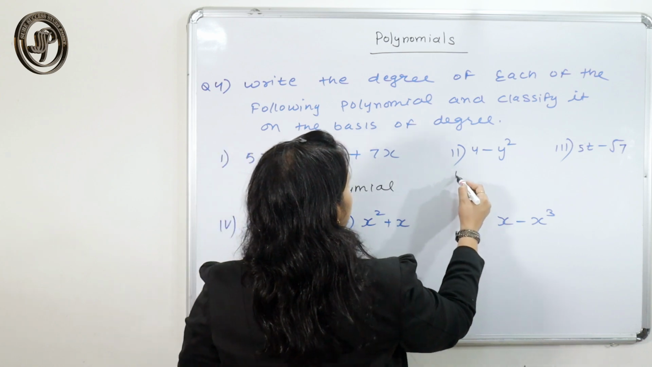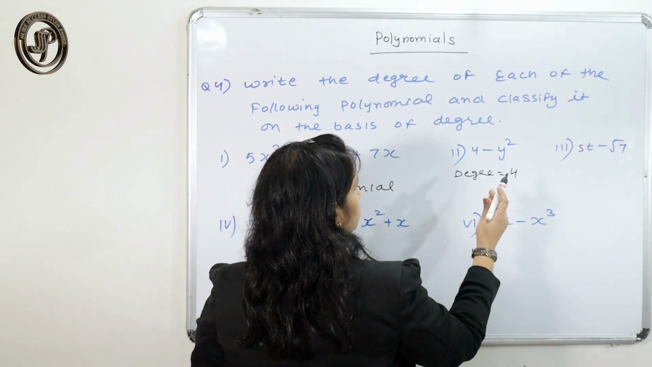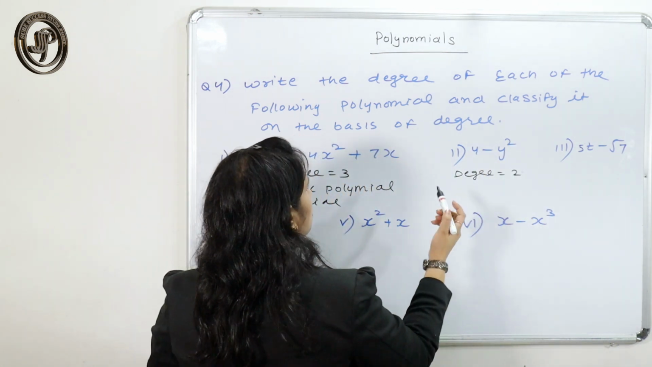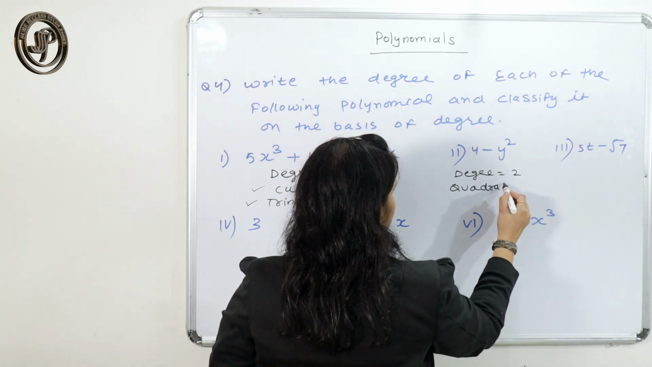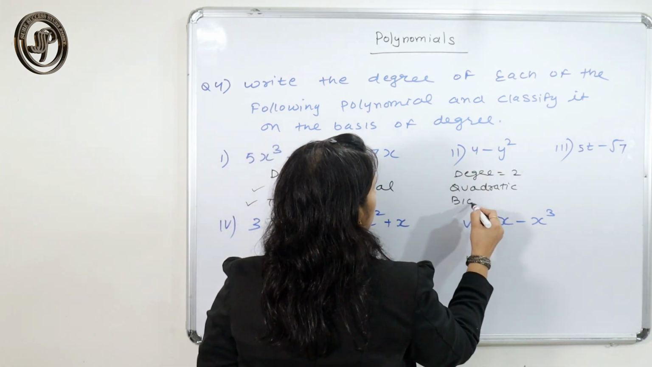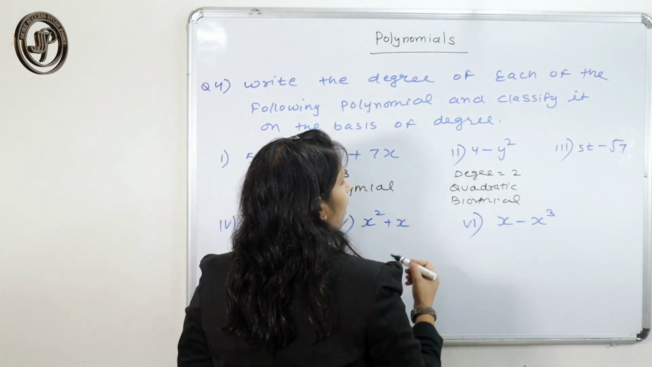Okay, here the degree is 4. Here the highest power is 2, so the degree is 2. So this is a quadratic polynomial, and since it has 2 terms, it is called a binomial.